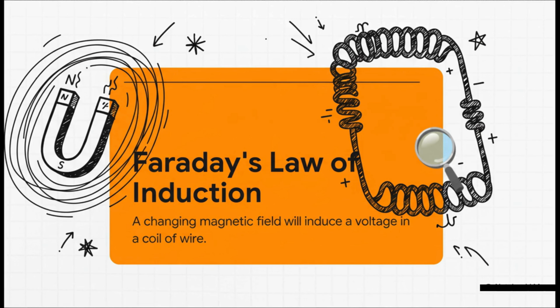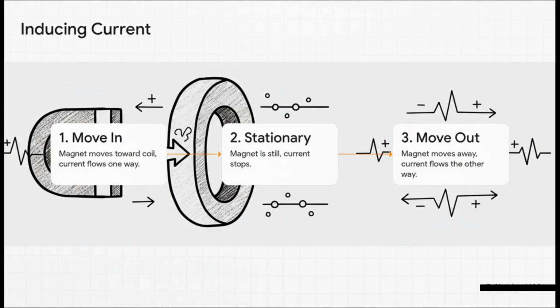If you just stick a magnet next to a wire, nothing happens. But the moment you start moving it, see what's happening here? It's this natural push and pull. The magnet goes in, current flows one way. You stop, it stops. You pull it out, the current flips and goes the other way. And that right there is where the name alternating current comes from. It's literally alternating its direction.